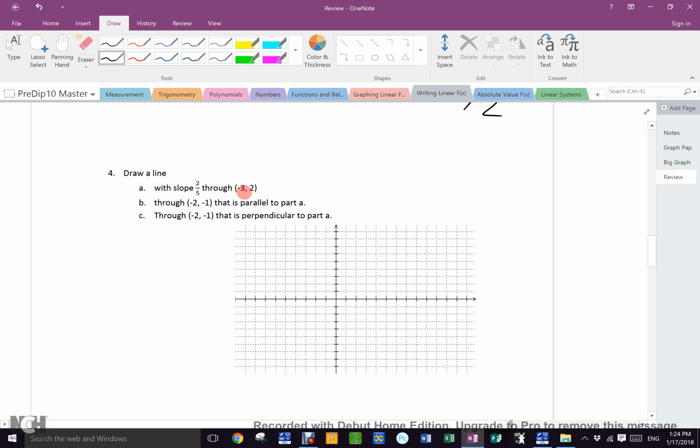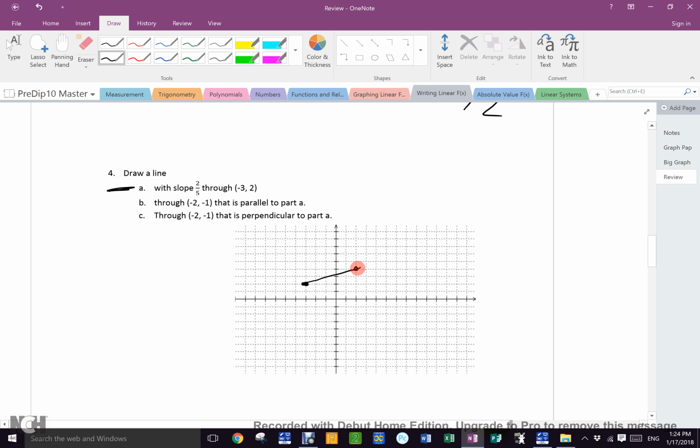Draw the line through negative 3, 2. 1, 2, 3, 1, 2. There is negative 3, 2. This line will be black, and it's got a slope of 2/5. So it's up 2 and 1, 2, 3, 4, 5 to the right.